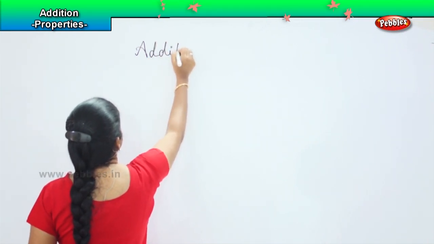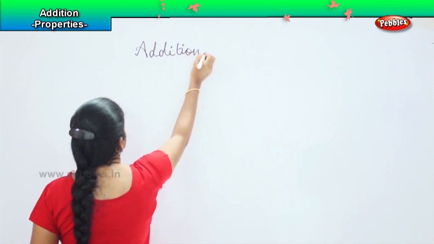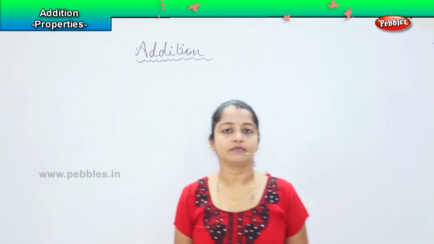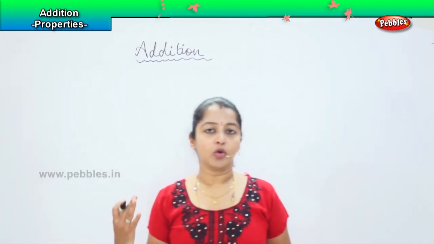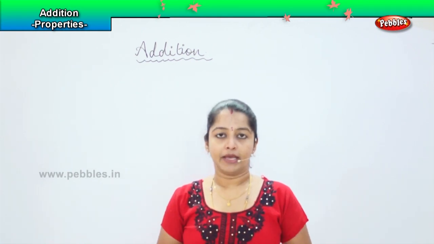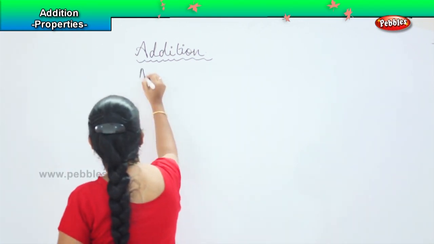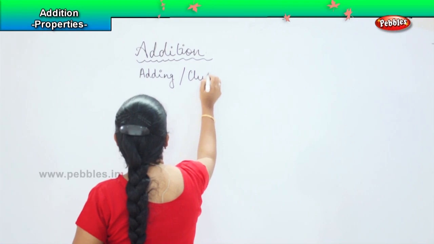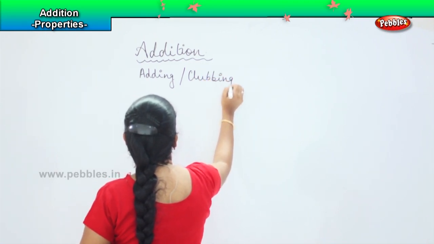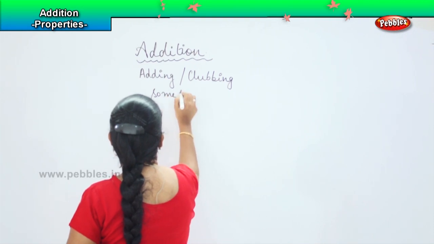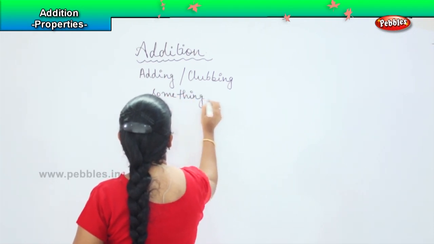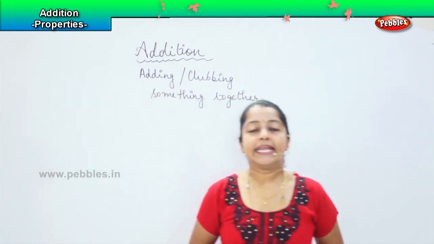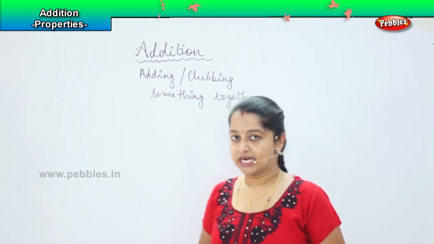So something which is used in our day-to-day life, right? So what do you mean by the term addition? What is addition, children? When we add two or more objects to get a particular number, right? So adding, or clubbing of something together, is called addition.